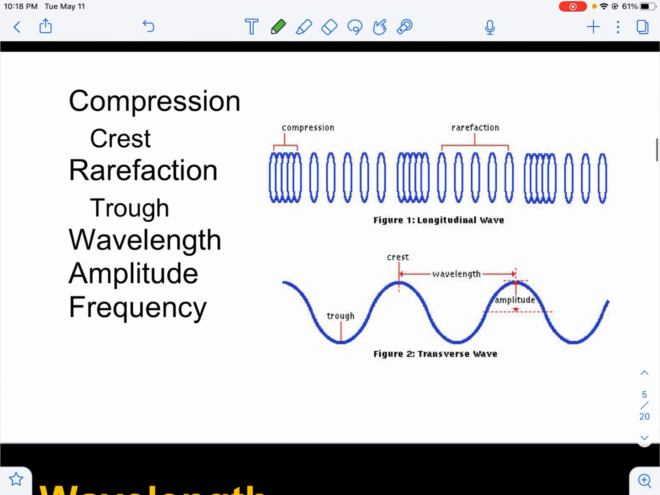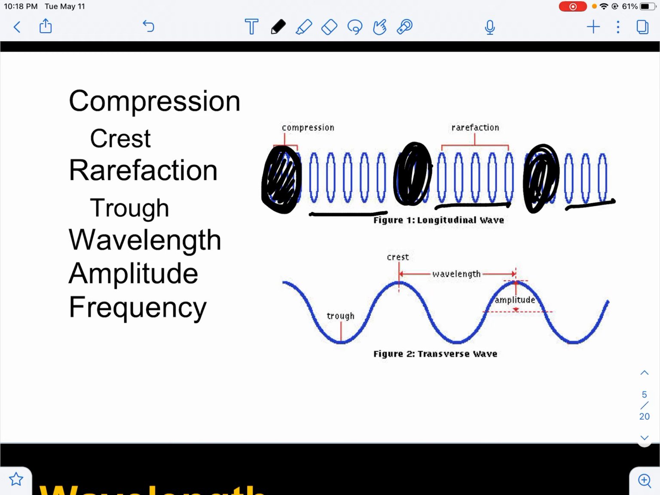Okay, moving on. So there are these compression waves. You see these areas where the particles, the air particles or the water particles, are compressed and they have a high amount of energy there. And then you have some areas where there's not a lot of particles. Those are called rarefactions. And then you have lots of pressure, and then not a lot of pressure, and then lots of pressure, and then not a lot of pressure.